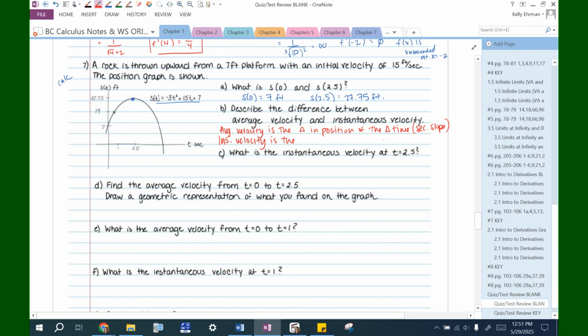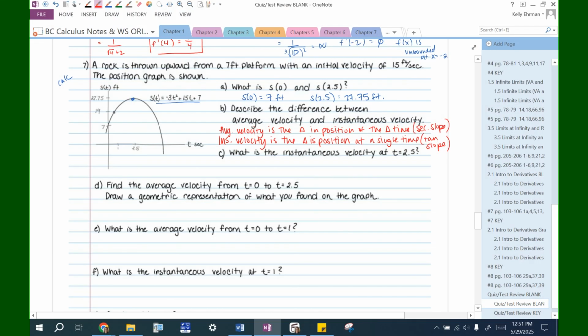How do I want to put this? It's the change in position. Well, let's see. It's the velocity at a specific time. So let's see. Change in position at a single time. Am I saying that right? I feel like I'm overthinking this. It's the tangent slope.